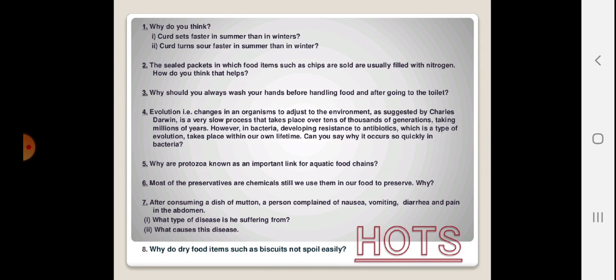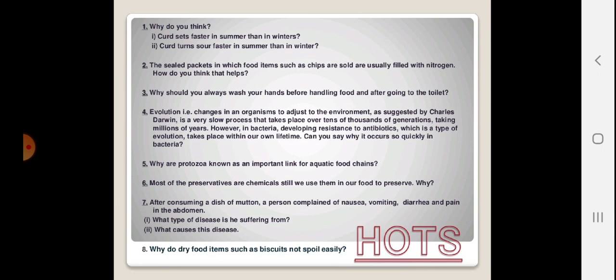HOTS. Now here are certain questions. You can refer to these for your further understanding and to enhance your knowledge, and they could even be asked in your examination. Now what do you think?